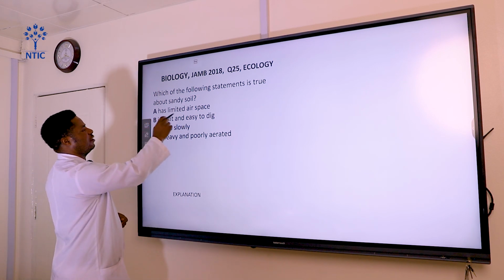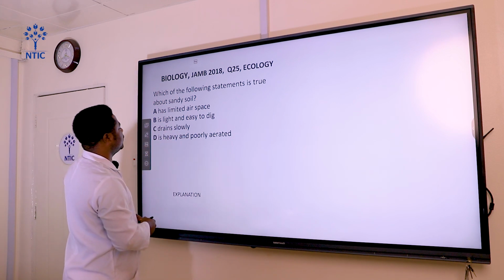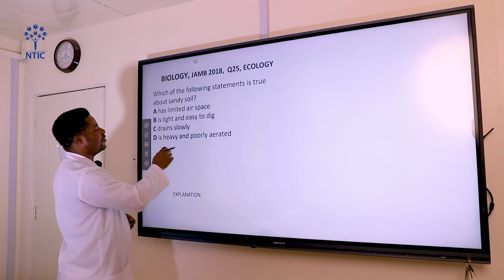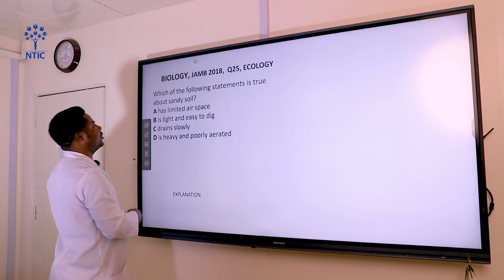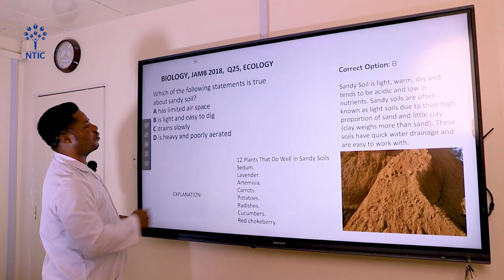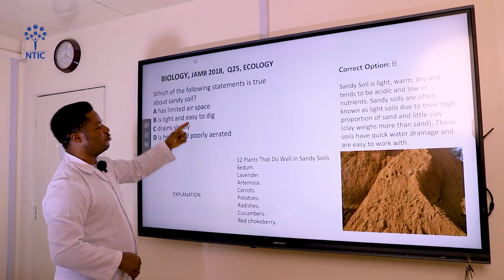A says has limited airspace. B is light and easy to dig. C drains slowly. D is heavy and poorly aerated. Which statement is true? Now let's see our explanation. The correct answer here is B. We said it's light and easy to what?